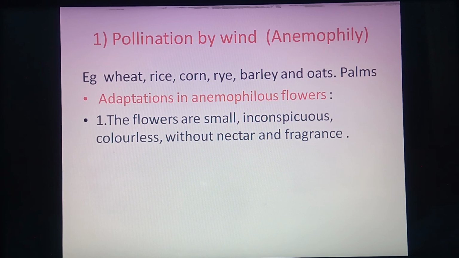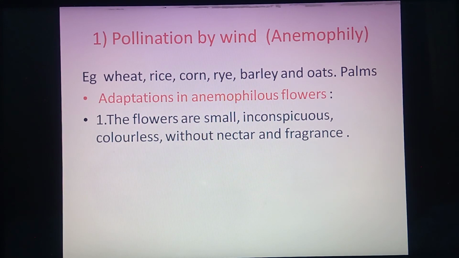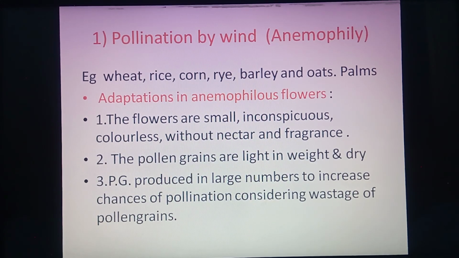The flowers are without nectar and without fragrance, as the agent that is going to carry the pollen grain is non-living. So there is no need to have any kind of attractive feature like color, fragrance, or nectar. So the flowers are without color, nectar and fragrance.